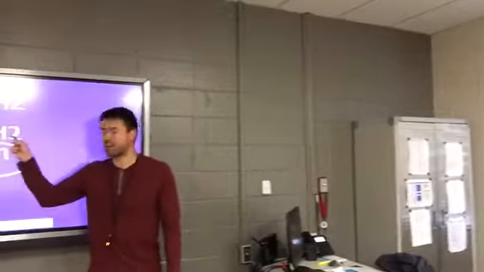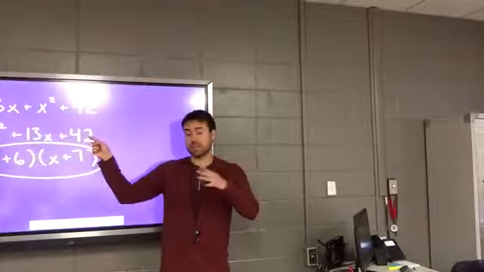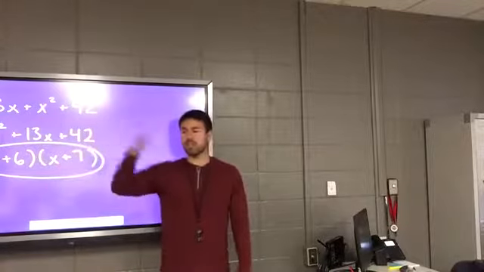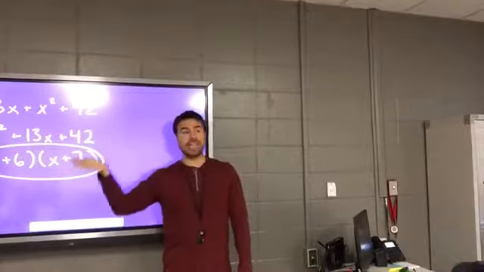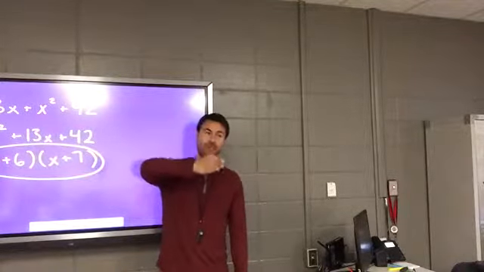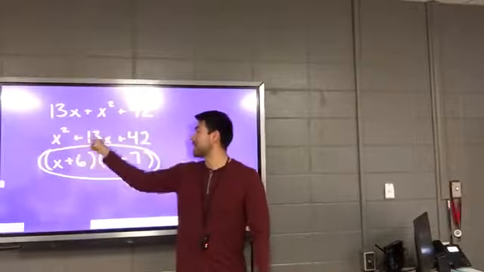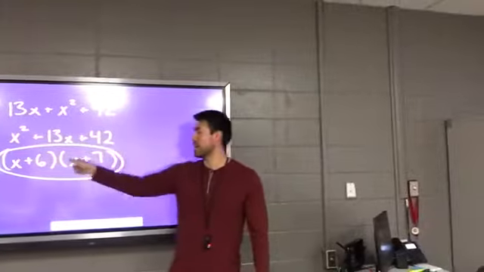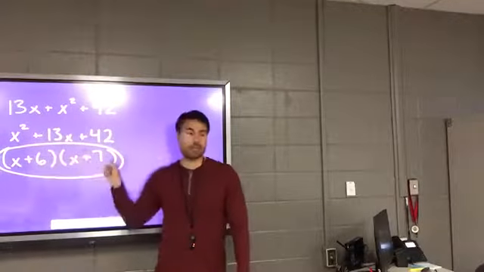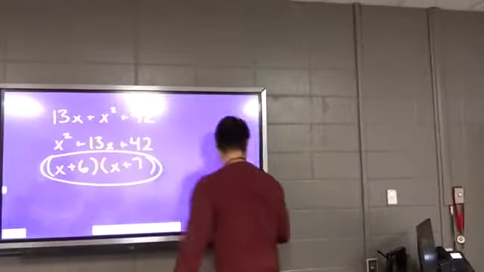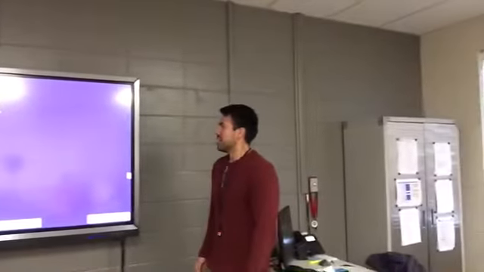By the way, what are other factors of 42? Just in case it was different, because it could have been different. 21 and 2. 1 and 42. 3 and 14. So if I change this problem to x squared plus 17x plus 42, this would not have been the answer. It would have been 3 and 14. But you got to know that, or at least figure it out. Okay, we're almost there.